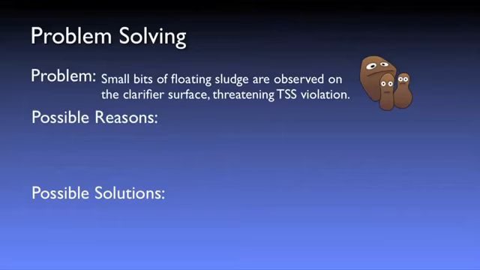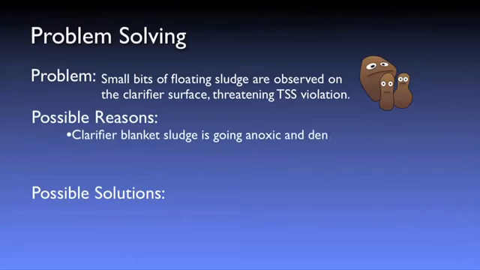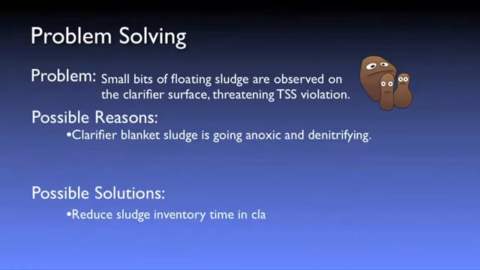It becomes obvious to you that your sludge blanket at the bottom of the clarifier is going anoxic and denitrifying, causing sludge to float due to the generation of nitrogen bubbles. Letting instinct take over, you spring to action by increasing the recycle rate, thus reducing the sludge inventory time in the clarifier, preventing this unwelcome denitrification.